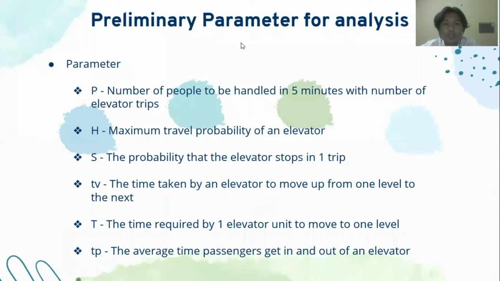So for the preliminary parameters for analysis, this is the definition of the parameters. First one is P, the number of people to be handled in 5 minutes with number of elevator trips. H, the maximum travel probability of an elevator. S, the probability that the elevator stops in one trip. TV, the time taken by an elevator to move up from one level to the next level. T, the time required by one elevator unit to move to one level. TP, the average time a passenger takes to get in and out of an elevator.